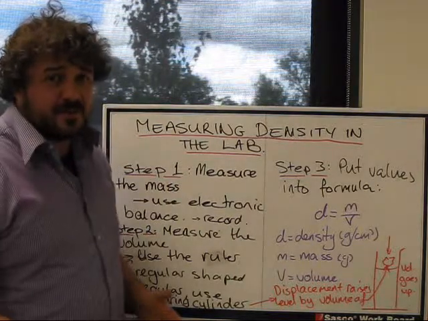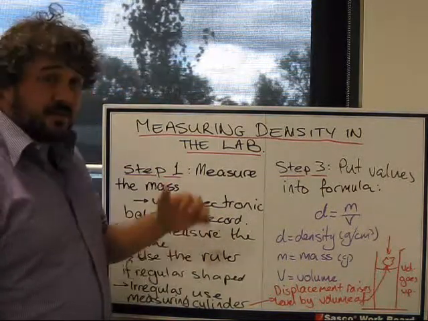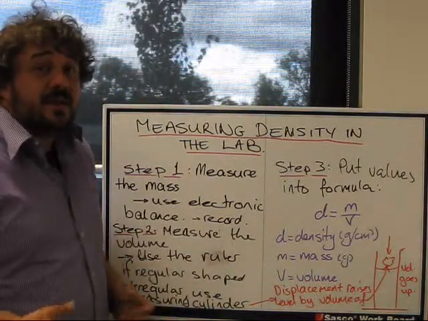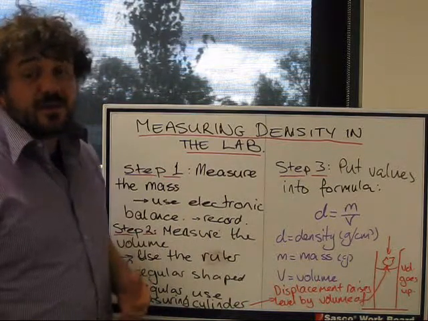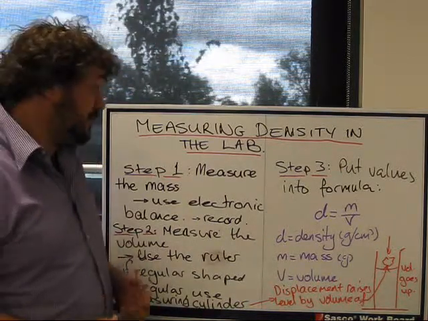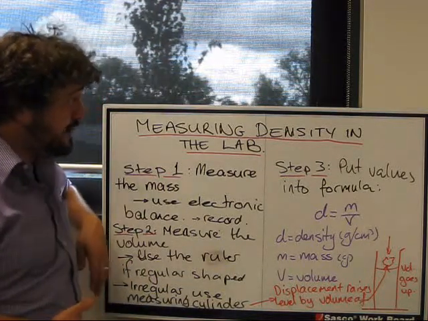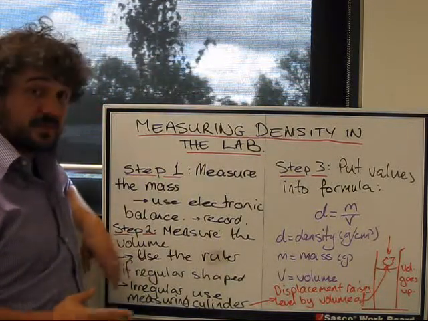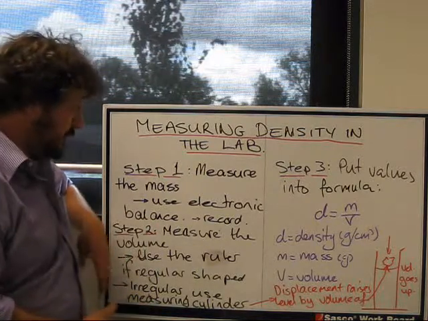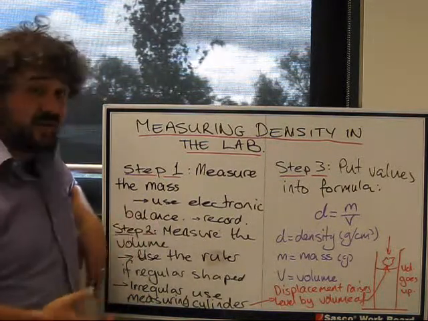Alright, baby Spartan physicists, what we are doing is we are going to measure the density in the lab of an irregular object. We'll measure some regular objects as well, but irregular objects is where we're going to start. So basically, the way this is going to work is we're going to, step one, measure the mass.